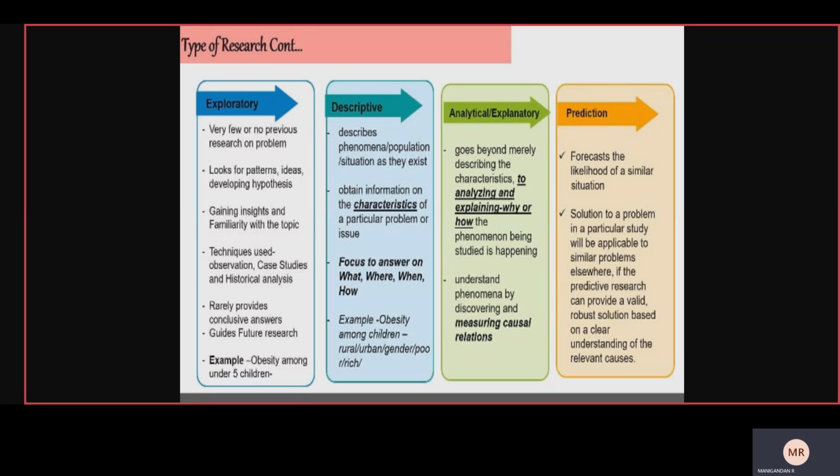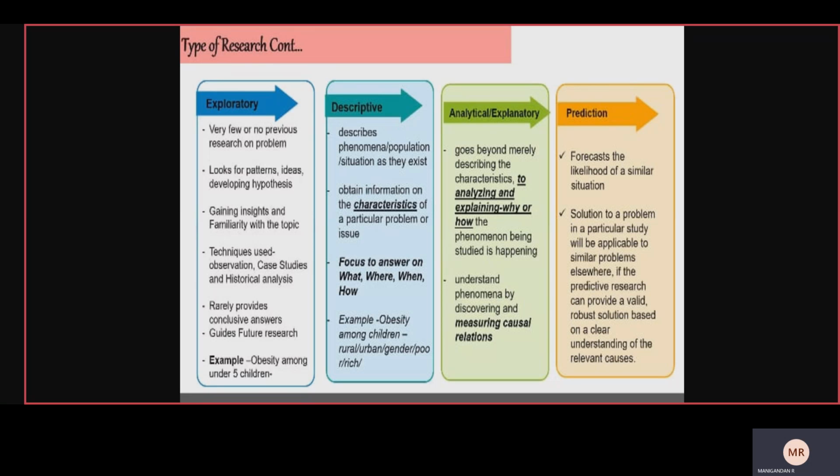And the five things you need to know while you are going into descriptive research: first thing is what, where, when, how, why. These are the problems. An example: obesity among children, rural, urban, gender, poor, rich. These are the types of variables we need to use in descriptive research.